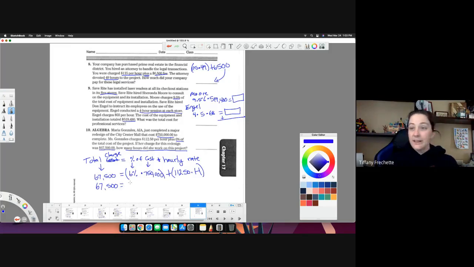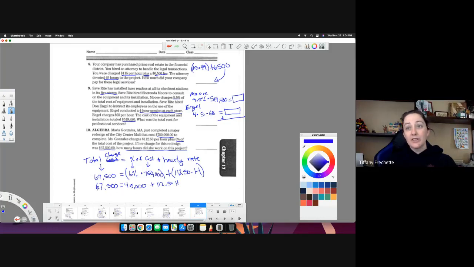So we have 6% of $750,000, which is $45,000. So she gets $45,000 just from her 6% fee, plus $112.50 H. And this is multiplication when you squish them together, so I don't need to have the little dot there. I put it here just to make it a point that I was multiplying. So now we have a much more basic equation.